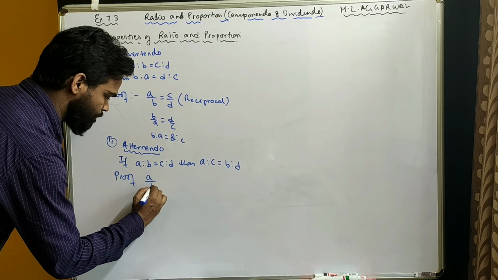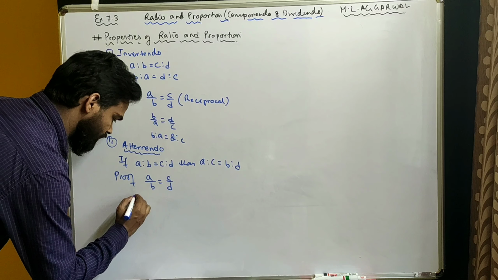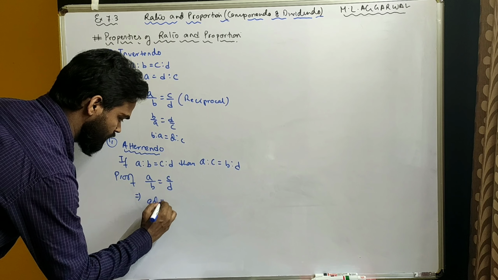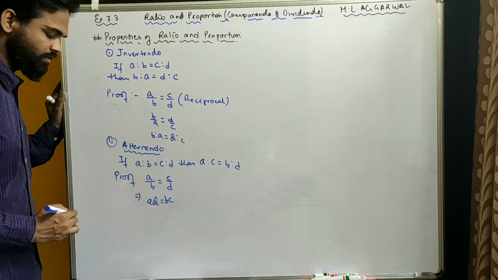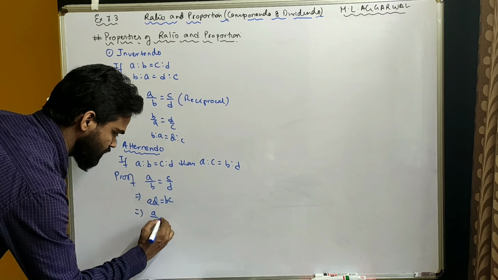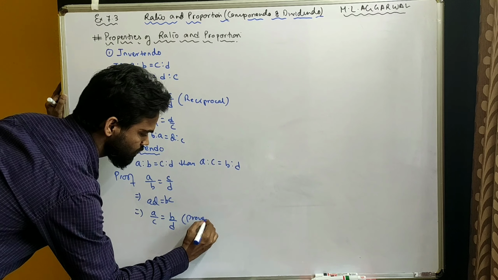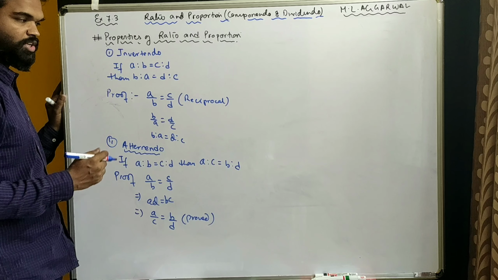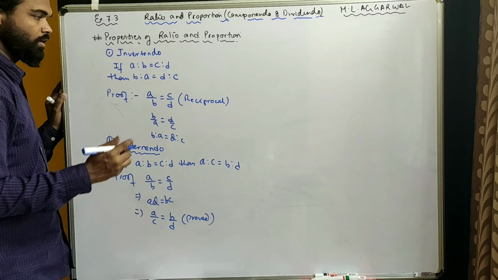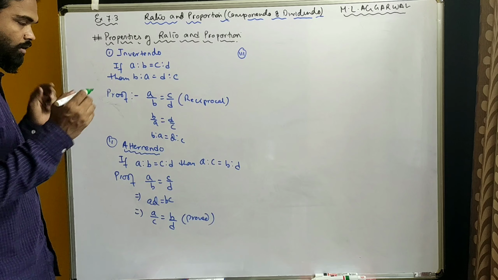See, A by B is equal to C by D. Then by cross product, can I say AD equals BC? Now this I can write as A by C equals B by D. Proved. Is it clear? So this property is known as alternando. Now look at the third property, which is componendo.